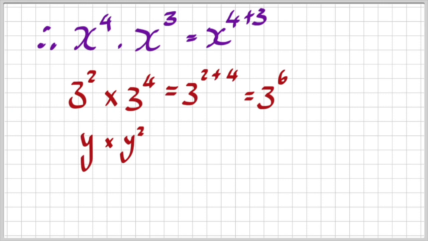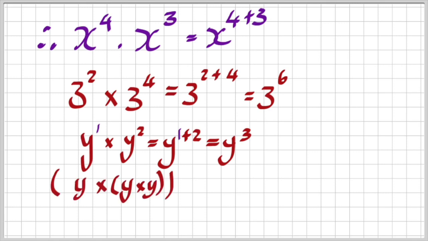But what if I've got y times y to the 2? What does this equal? Now, here is something I said in the first video that you've got to remember. For us to do this, we have to put that 1 there in the exponent. We need an exponent so that we can do our shortcut. So our spidey sense tells us that we are going to get y to the 1 plus 2, and this is equal to y to the 3. You've got it.